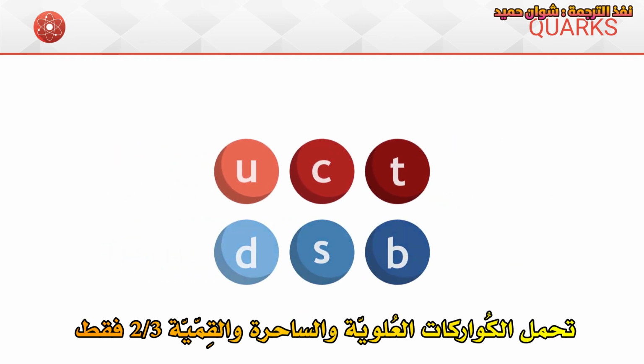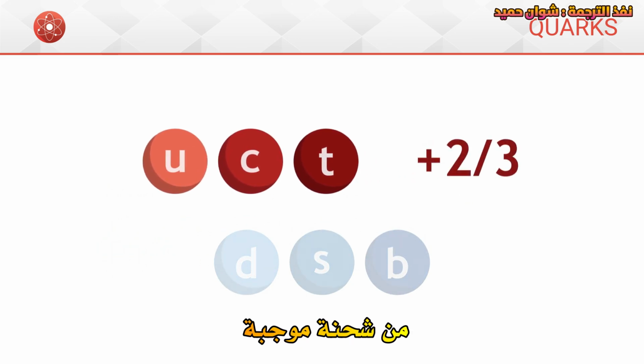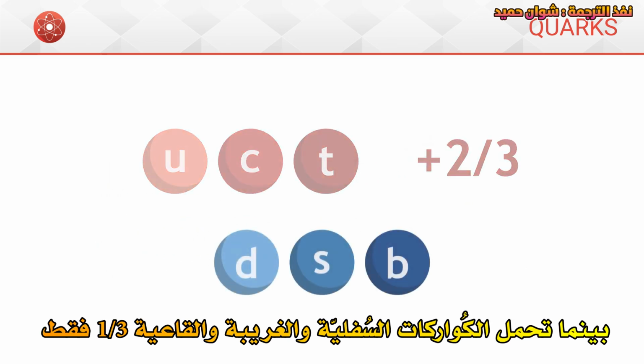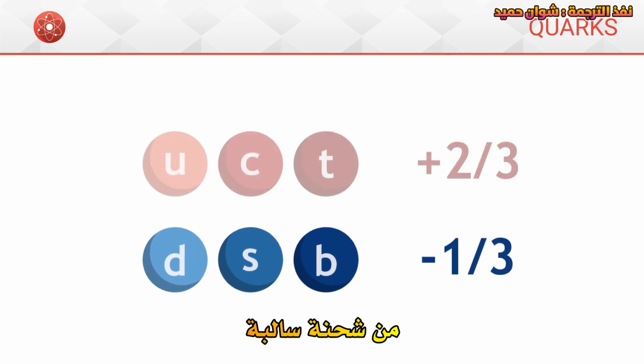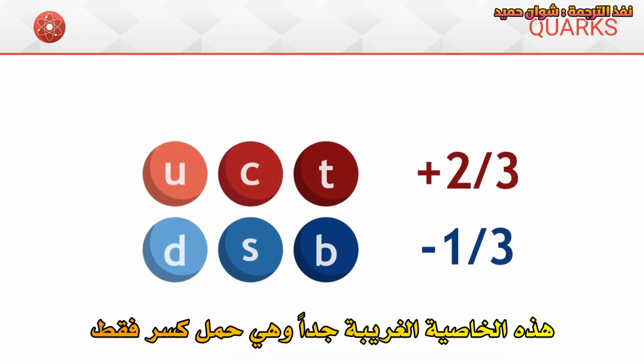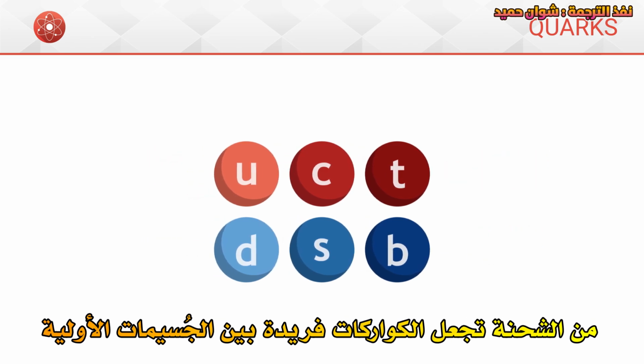The up, charm, and top quarks only carry 2/3 of a positive charge, and the down, strange, and bottom quarks carry only 1/3 of a negative charge. This very peculiar characteristic of holding only a fraction of a charge makes quarks unique among elementary particles.